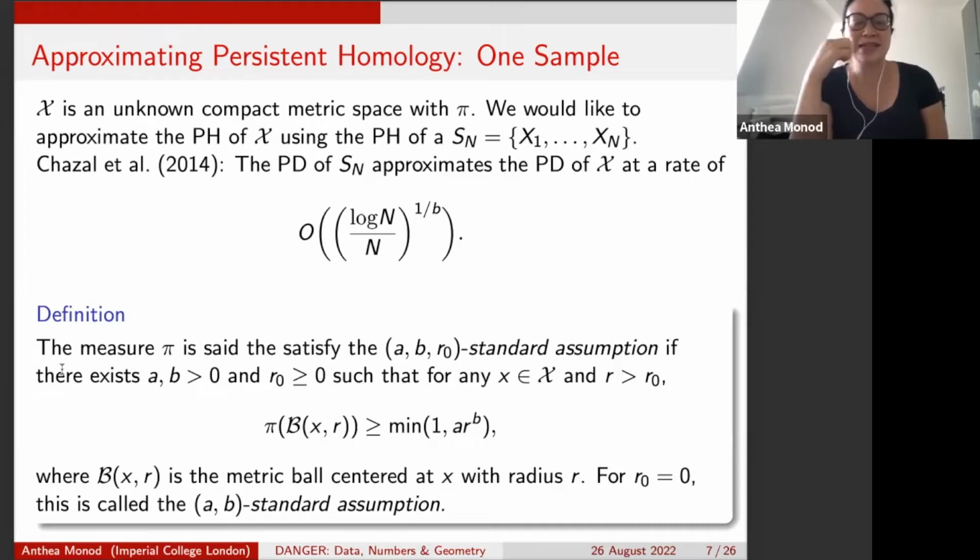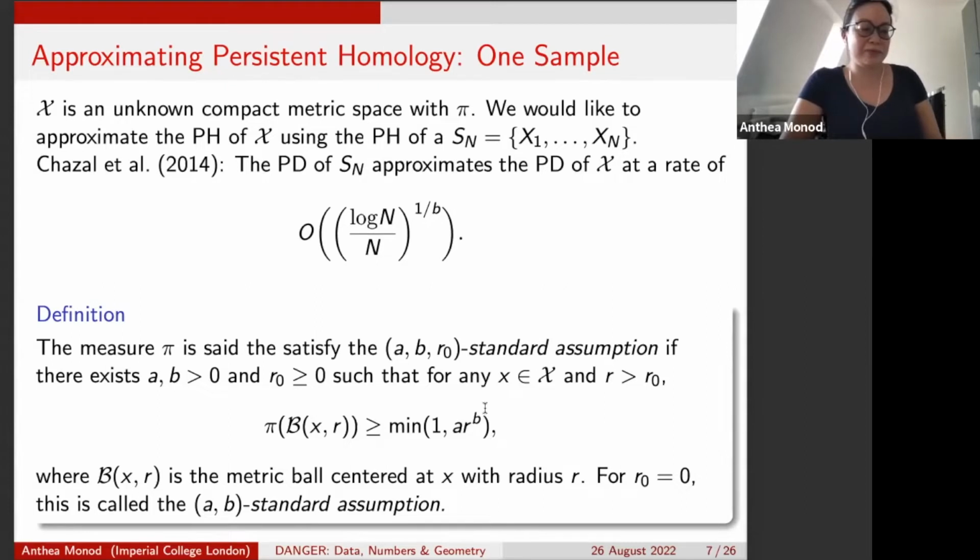It turns out that the persistence diagram of this one sample approximates the persistence diagram of your larger point cloud at this rate here, right? What you'll notice is that this approximation depends only on n, the size of the subsample that you're taking, and this parameter b here. This parameter b comes from this idea of the (a, b, r naught) standard assumption.